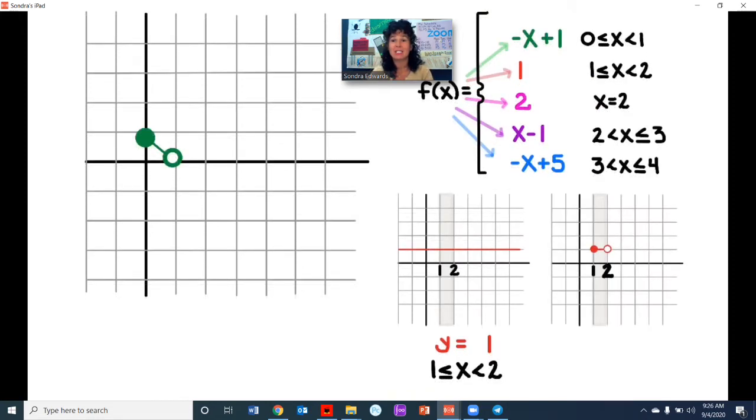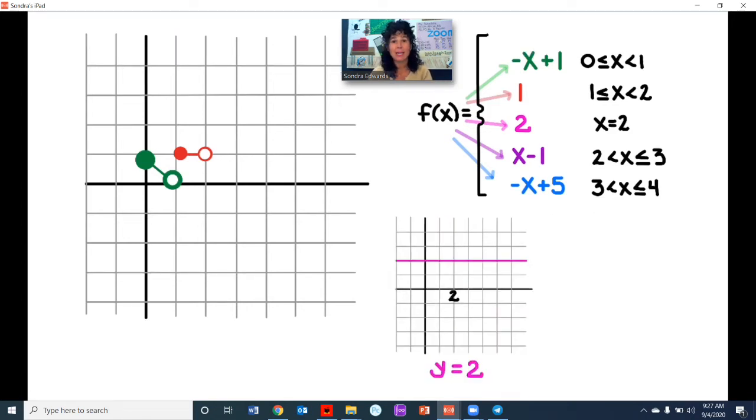Here I have drawn the piece from 1 to 2. The left side endpoint is a closed dot because it was 1 is less than or equal to. The right side endpoint is an open dot because it was plain less than 2. So let's now transfer this piece of y equals 1 over to our main graph. All right, so we have our second piece. On to our third piece.